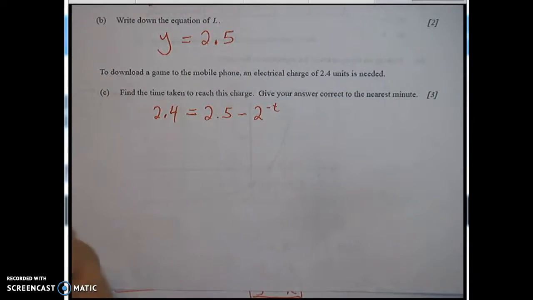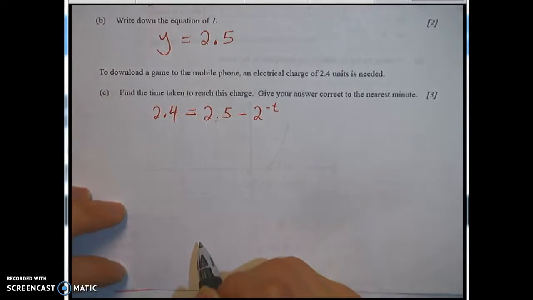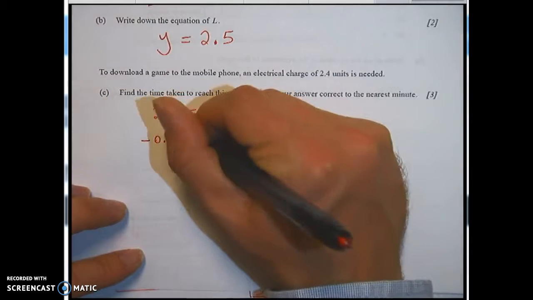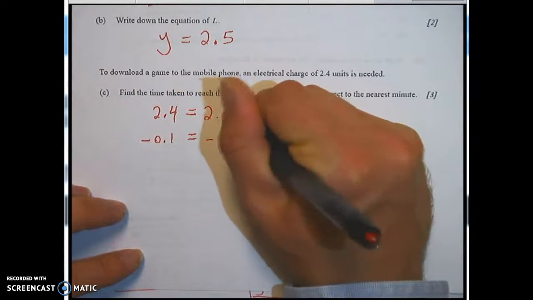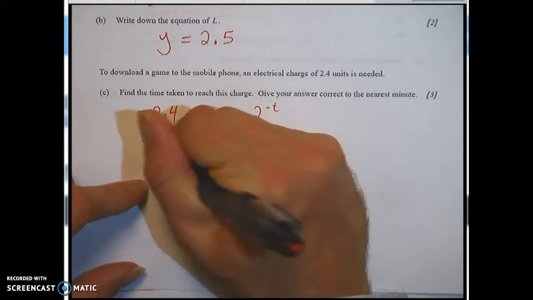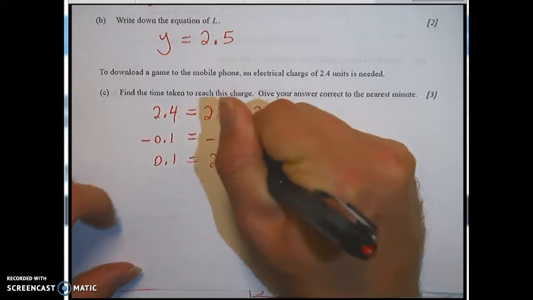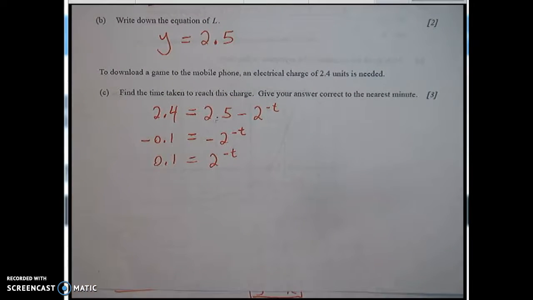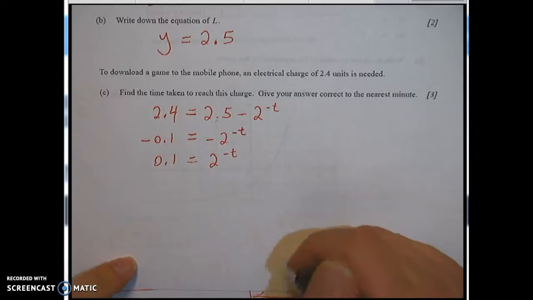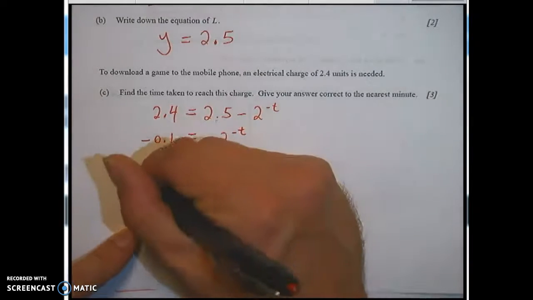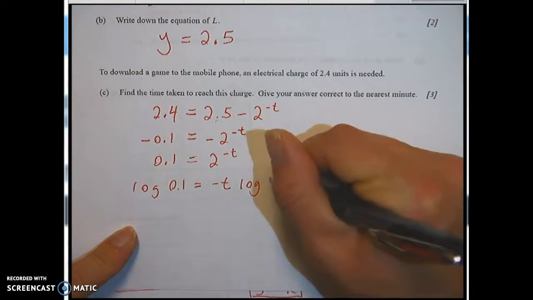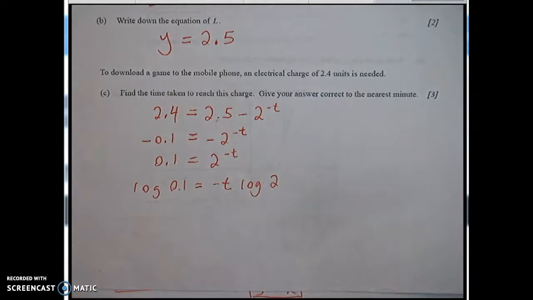So we're going to take a log at some point. But the first thing we ought to do is subtract 2.5 from both sides. That will give me negative 0.1 equals negative 2 to the negative t. I'm going to go ahead and divide both sides by negative 1 to get rid of these negatives. Make it 0.1 equals 2 to the negative t. At this point, I'm going to take the log of both sides to get it out of the exponent. Log 0.1 equals negative t log of 2. So I just brought the exponent down when I took the log.